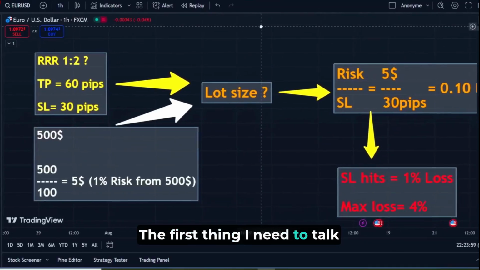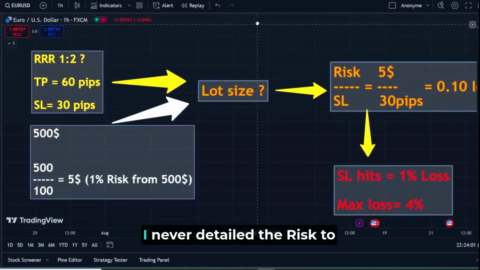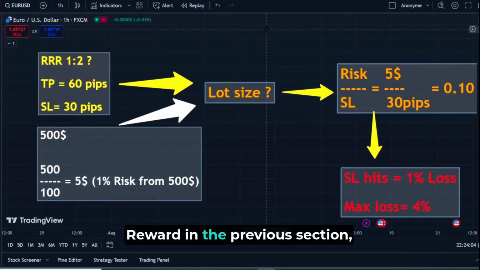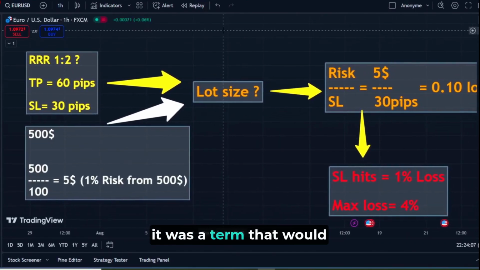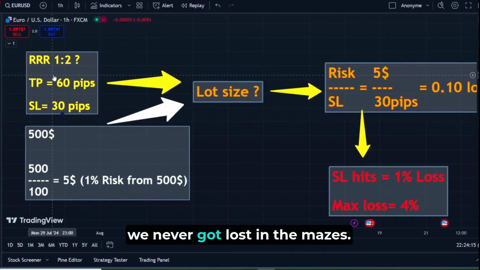The first thing I need to talk about is the risk to reward. I never detailed the risk to reward in the previous section because frankly it was a term that would only confuse followers. And as a simple example, we never got lost in the mazes.